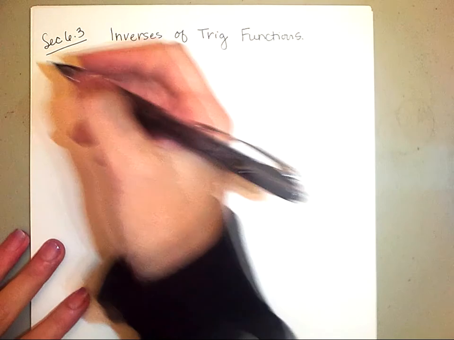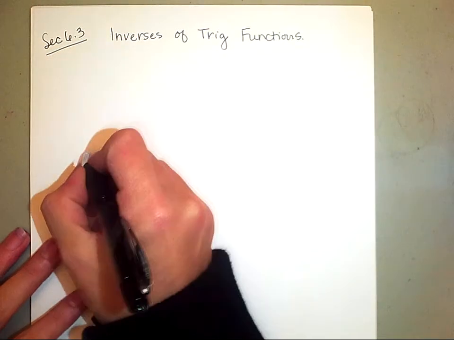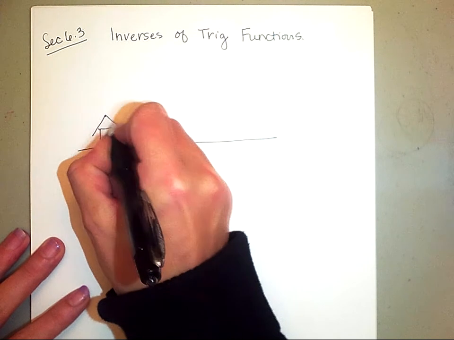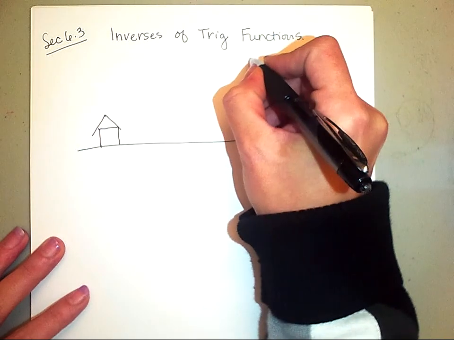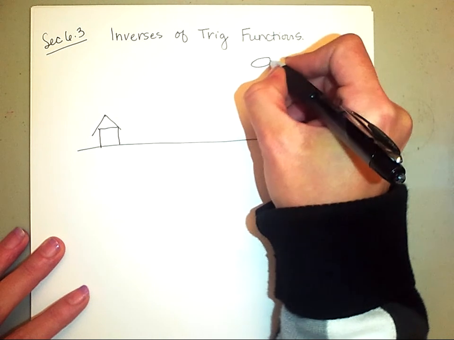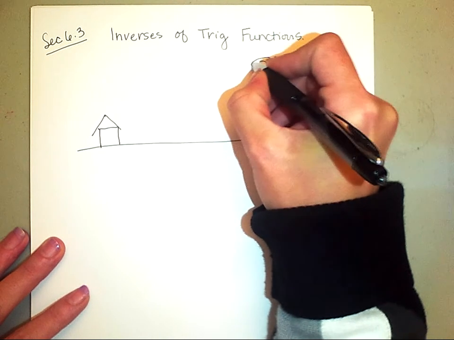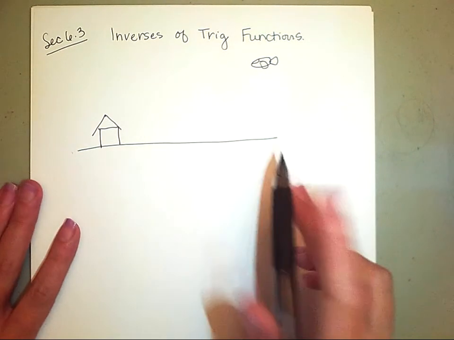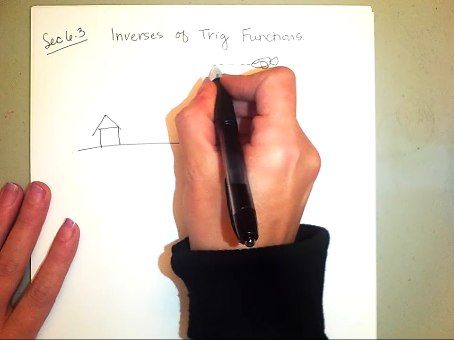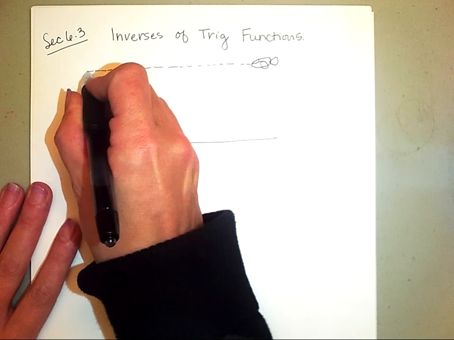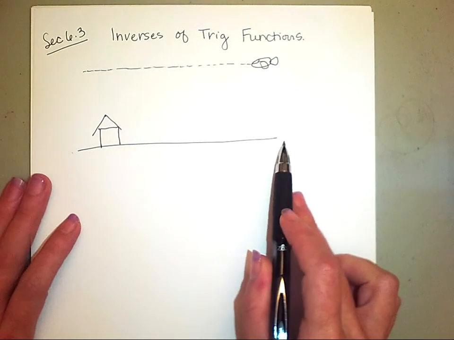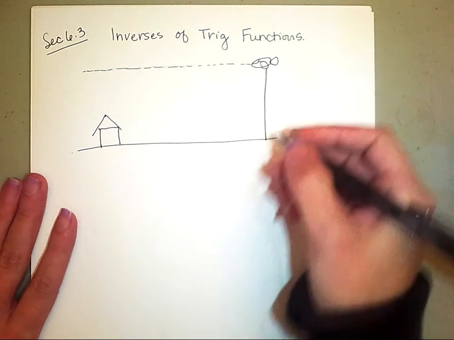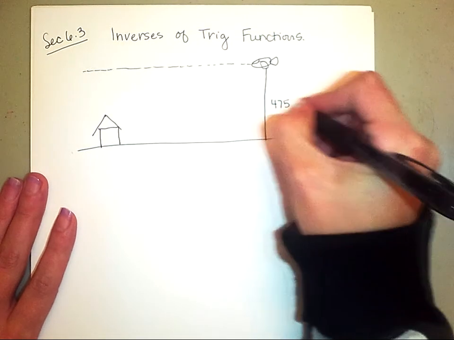So let me give you an example of something that we might have. Okay. So let's say there's a house down on the ground, and up in the air there's an airplane. Don't get jealous of my drawings. So here's the ground. It's a parallel line. We could extend a parallel line from the nose of the plane. It would be parallel to here. The airplane is a given distance from the ground. We'll say that's 475 feet.